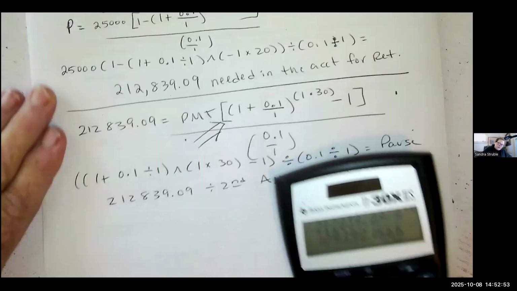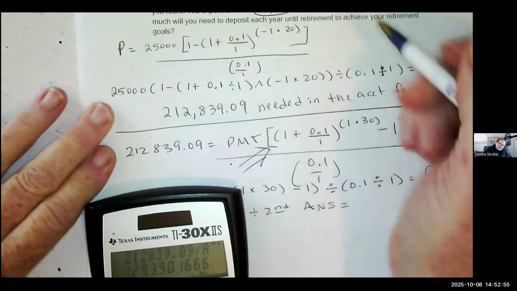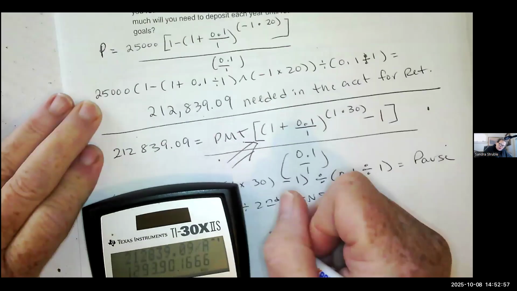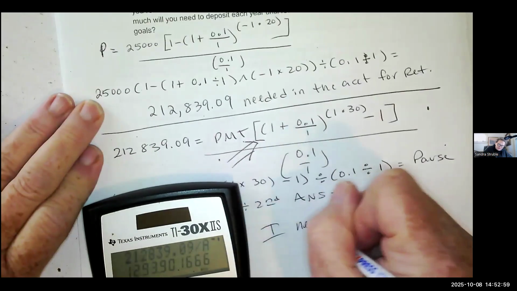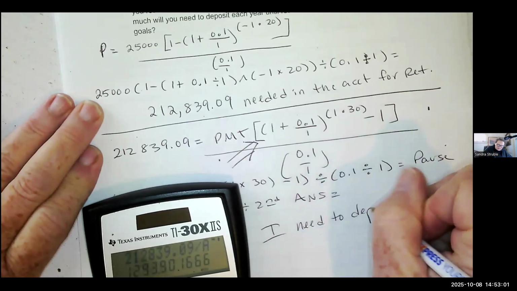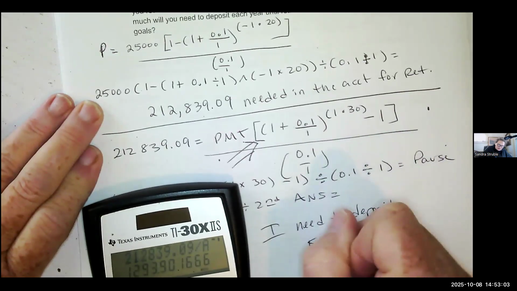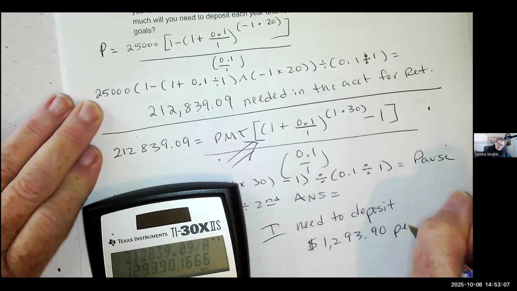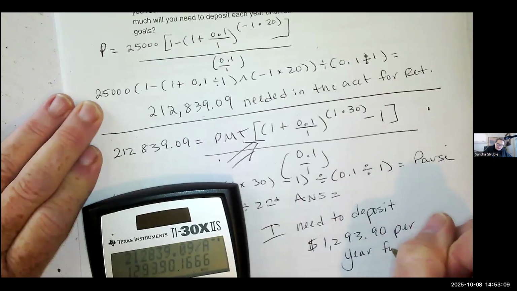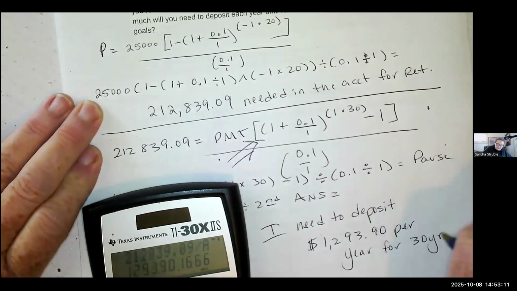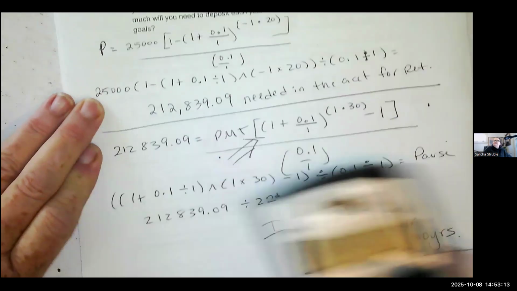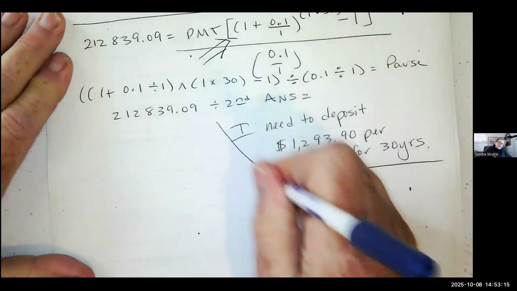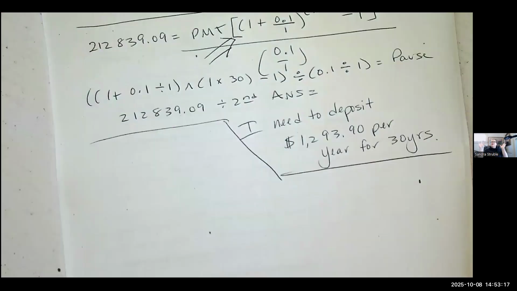Okay. So the answer is, how much will you need to deposit? I need to deposit $1,293.90 per year for 30 years. Okay. Next thing. And now that's it. That's all you have to do for the homework.